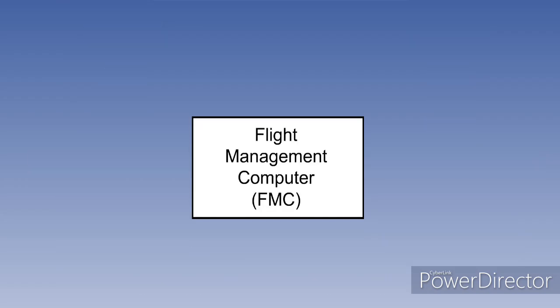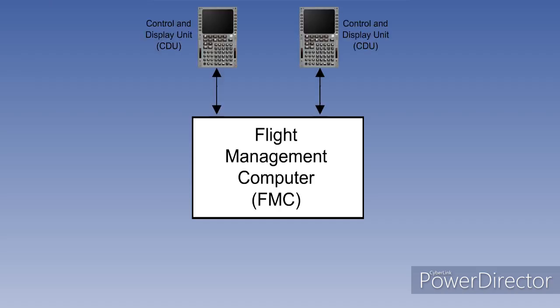A flight management computer, or FMC. This is the central processor which combines all the other components into an integrated system. It also carries out the navigation, guidance and performance calculations. A control and display unit, or CDU, for each pilot. This allows them to input information through a keypad and receive information through a display screen. Our arrows therefore go both ways.